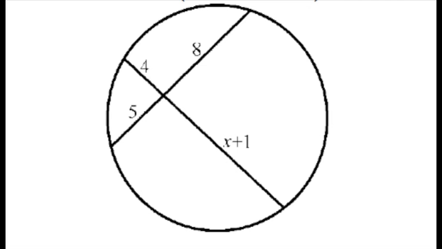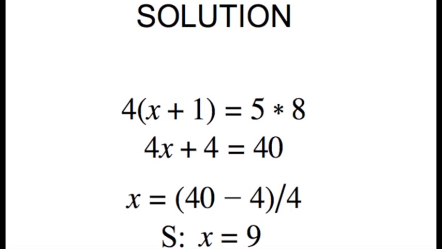Using the intersecting chord theorem, we are now going to solve the problem in front of you. 4(x + 1) = 5 × 8, which gives us the answer x = 9.